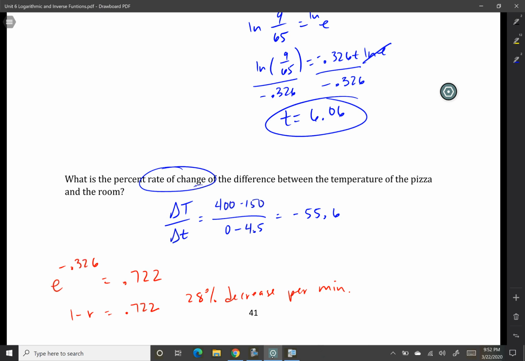So depending on how they ask the question is going to depend on what you want. Since it says rate of change, we want to do what I did here in blue. If it says to highlight the decay rate or the rate of decay, that's what I would do in red. That's what we did in yesterday's lesson.